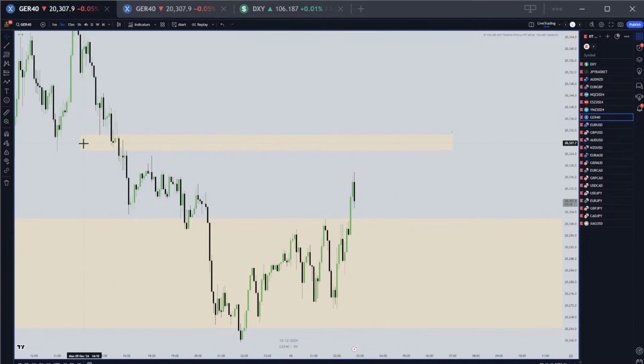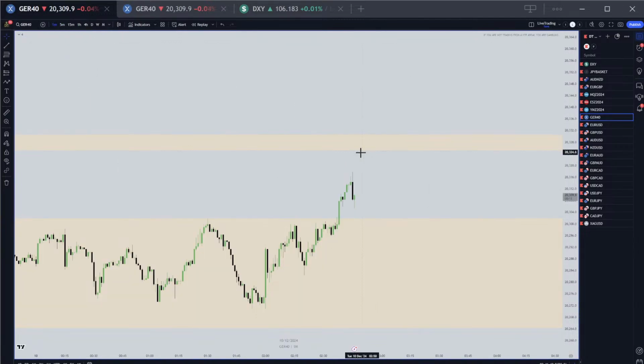So let's see. This is the 1-hour level, 5-minute structure. Let's see what happens. Time is aligning. We are approaching 3 a.m.